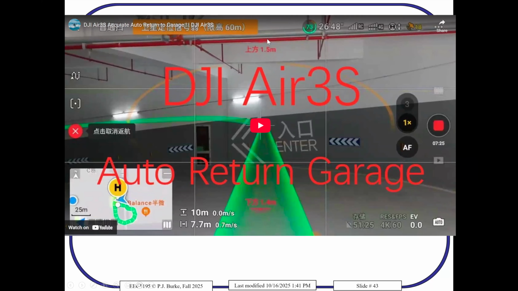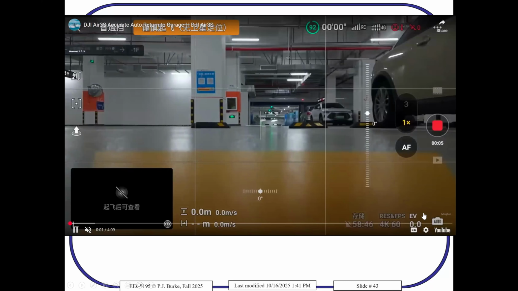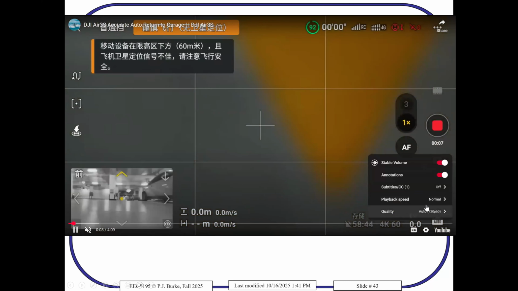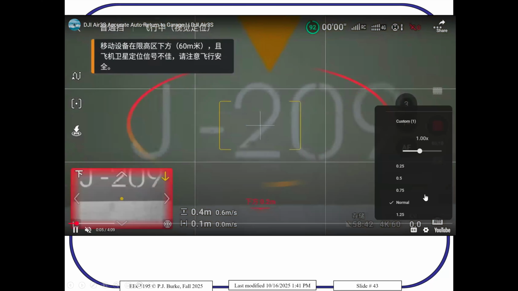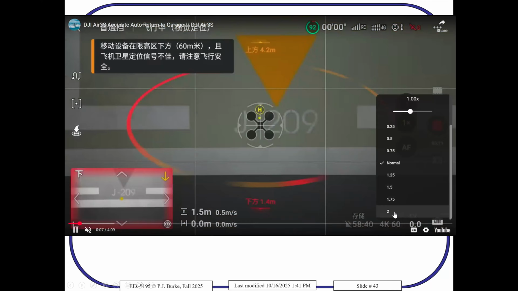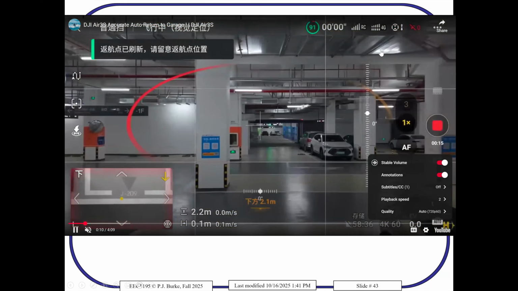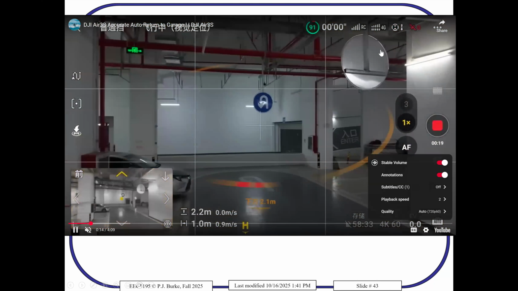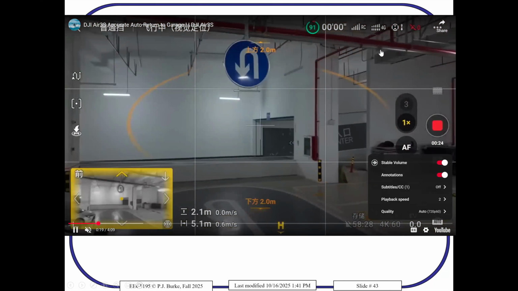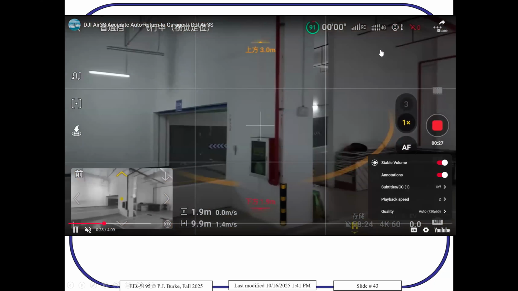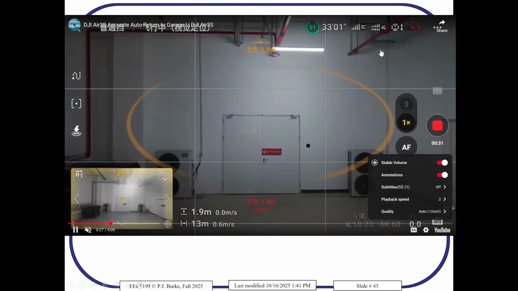Anyways, DJI, which I'll show in the last part of the class, and we can do that at 2x, has developed it. It's on the Air 3S, which came out last year, and now the Mini 5 Pro, which came out this month, apparently also supports this.